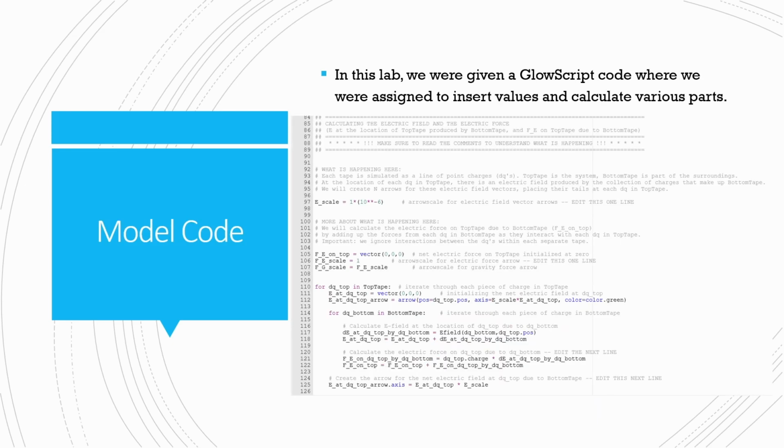So once you have grabbed the values, we were then given a model code which we would insert these values into and then use it to calculate various parts. Here I set the electric field scale to 10 to the negative 6, as it is most similar to the charge 1.07 times 10 to the negative 8. Here you can also see that I kept the electric force scale the same, and the code automatically assigns the scale of the force for the electric field equal to the scale for the gravity.